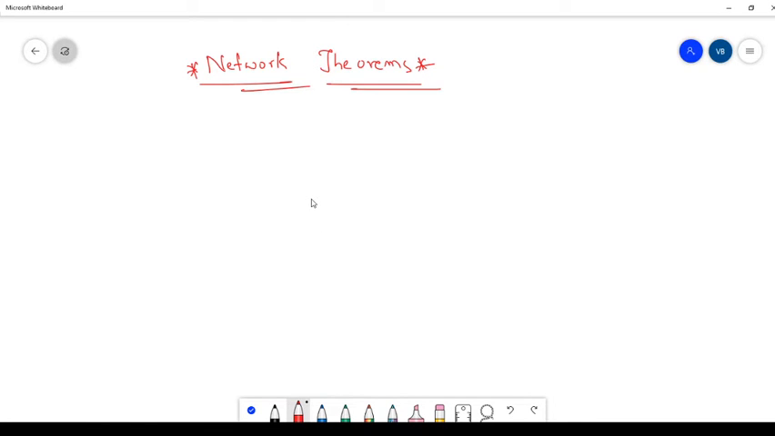So in today's session, we are going to discuss the basic network theorems. We have different types of theorems like superposition theorem, Thevenin's theorem, Norton's theorem, Tellegen's theorem, and maximum power transfer theorem. So we have 7 to 8 theorems that convert the entire network analysis to simplicity. For simplification of particular networks, we go for the network theorems.